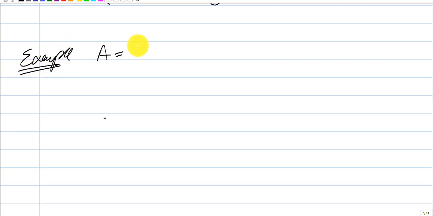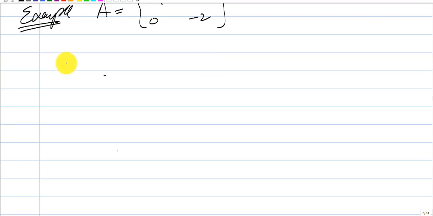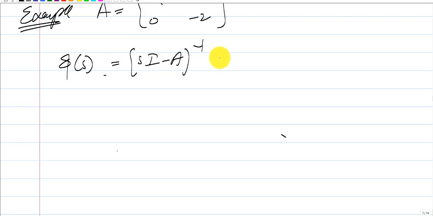Here we have given A is equal to [[-1, 0], [0, -2]]. So we need to find this state transition matrix. That will be simply phi of S, which is equal to (SI minus A) inverse. So that will be simply [[S plus 1, 0], [0, S plus 2]], and we need to find the inverse of it.